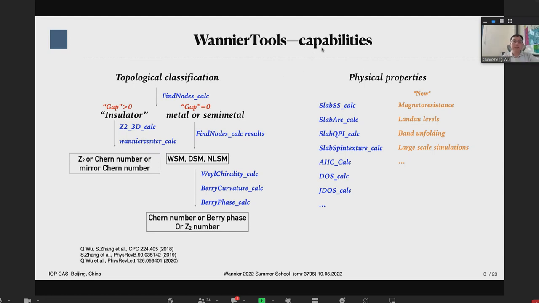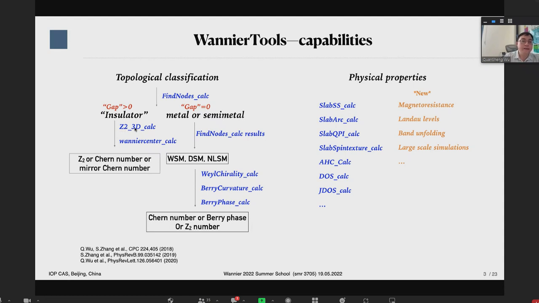Let's start with the capabilities of WannierTools. At the beginning, WannierTools was designed for topological materials, so the first part is topological classification. We can use the function called find nodes. If you define the occupied bands and unoccupied bands, you can use this function to look for band crossings. If we find a band crossing, then the gap equals zero, and it's a metal. For a metal, we can use symmetry to determine whether it's a Weyl metal, a Dirac metal, or not. Then we can calculate the chirality, Berry curvature, or Berry phase for those phases. If we don't find band crossings, then it's an insulator, although sometimes it's not truly an insulator.